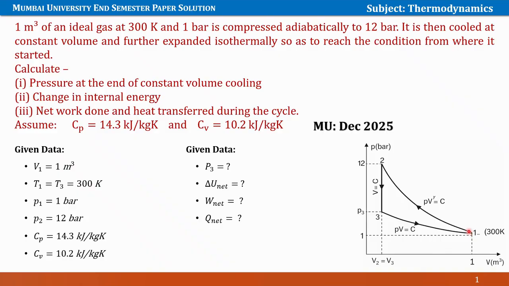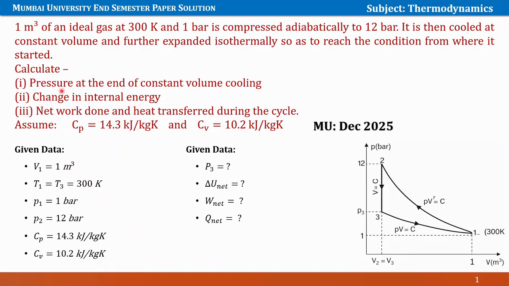So this is the cyclic process. 1 to 2 is a compression process, adiabatic compression. 2 to 3 is a constant volume cooling. 3 to 1 is isothermal expansion. So this is for the complete cycle.